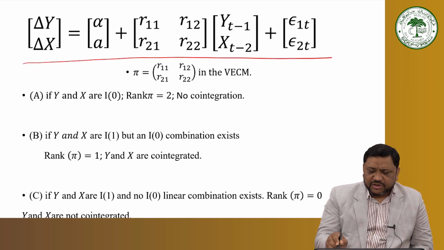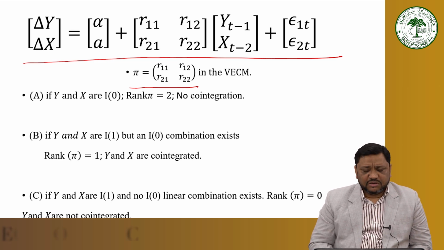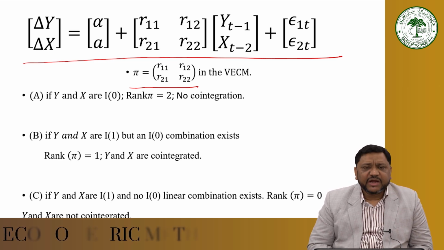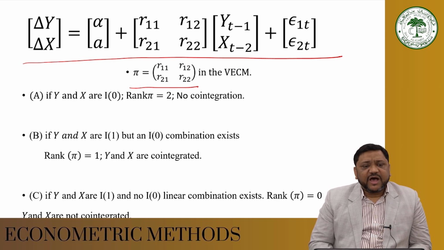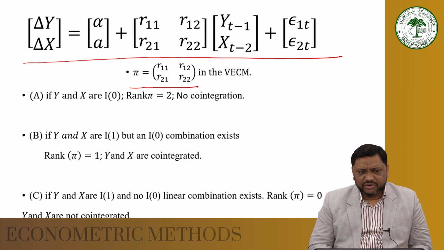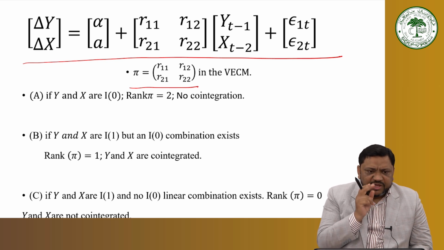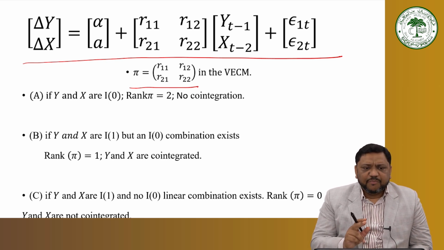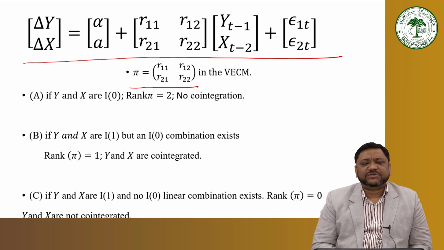So the same equation in matrix format we have written, and this is my pi matrix, which decides the rank of the matrix, and from where we get an idea of whether there is cointegration or not. So if y and x are I0, the rank of this pi matrix is equal to 2, indicating no cointegration. If yt and xt are I1 but an I0 combination exists, the rank of this pi matrix is equal to 1. xt and yt are cointegrated.